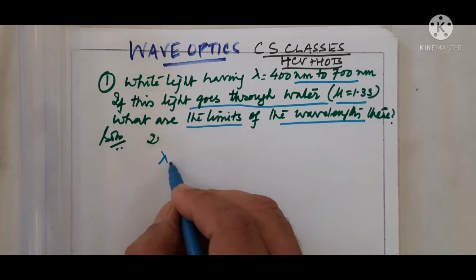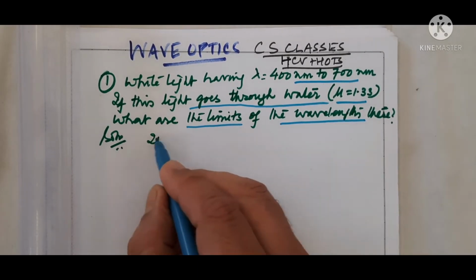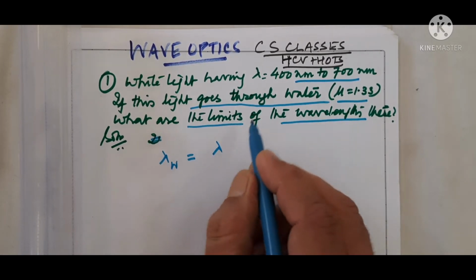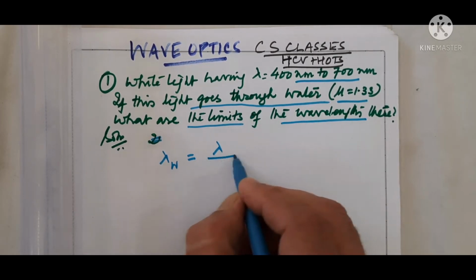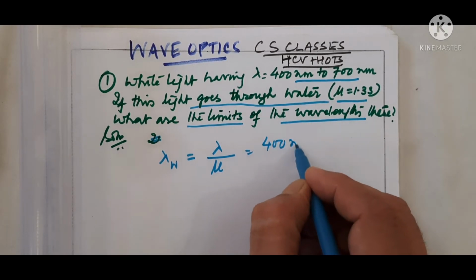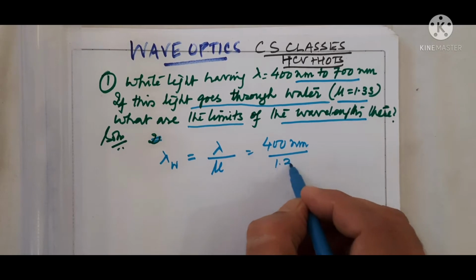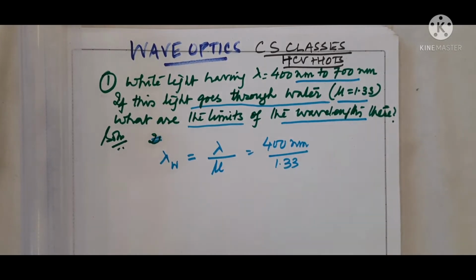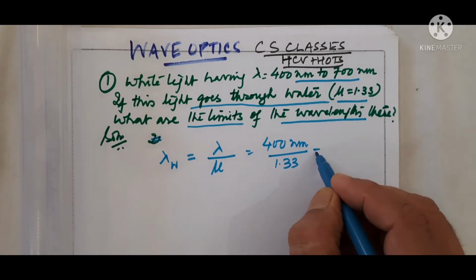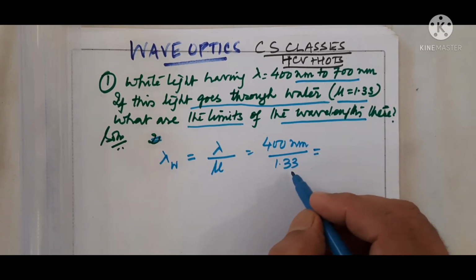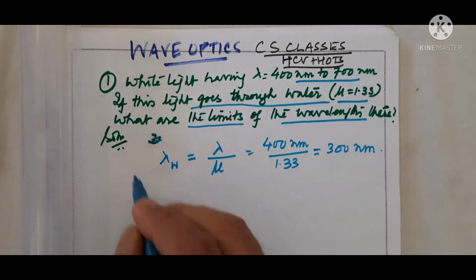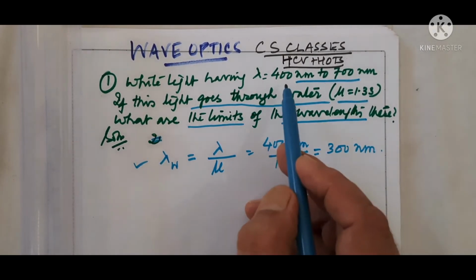So definitely, the wavelength in water, the first limiting case, is equal to the wavelength in air divided by the refractive index. So the first one is 400 nanometer divided by the refractive index 1.33. If we divide, we get around 300 nanometer. That is the wavelength in water for the first range, 400 nanometer.